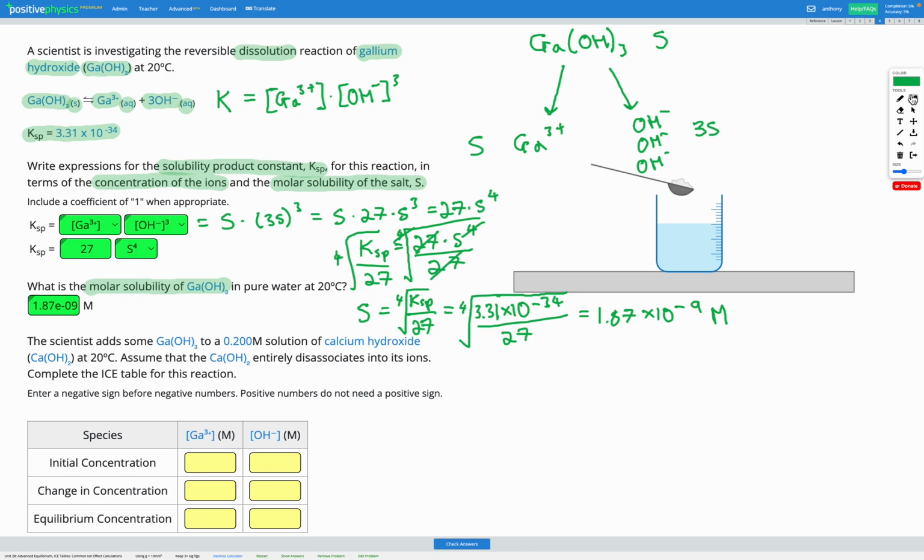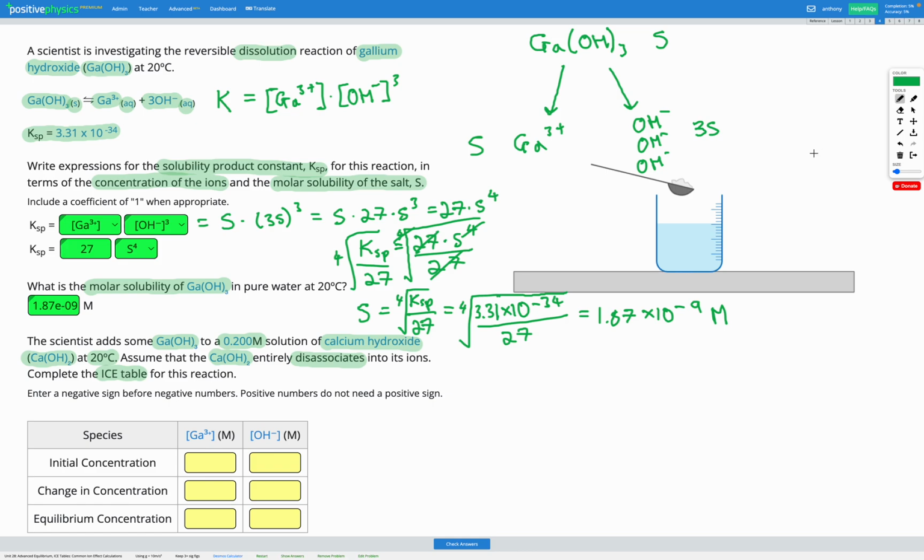Now we're told the scientists add some gallium hydroxide to a 0.2 molar solution of calcium hydroxide, Ca(OH)2, at 20 degrees C. We're told to assume that the calcium hydroxide is entirely dissociated into its ions. And we're asked to complete the ICE table for this reaction.